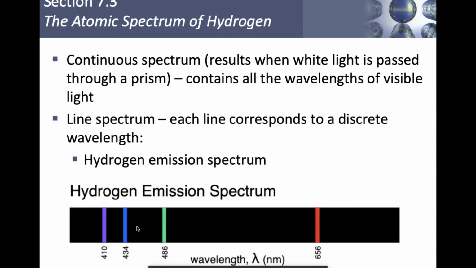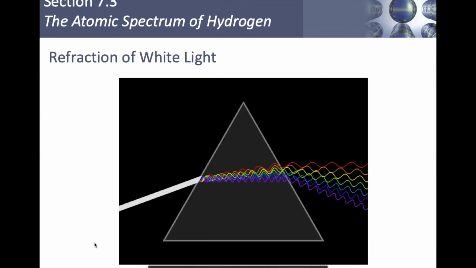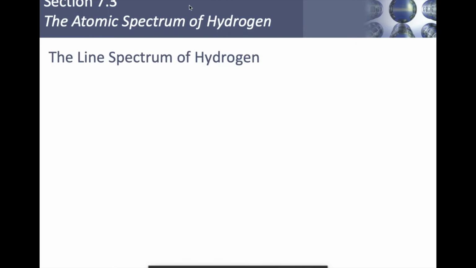Only these four lines appear when you pass hydrogen light through a prism, whereas usually what we would get is something like this. This is white light traveling through a prism, and so you get red at the top, which has the longest wavelength, and then it goes all the way to the shorter wavelengths until you get to purple at the bottom. And so white light does that. All right, so let's talk about the line spectrum for hydrogen.